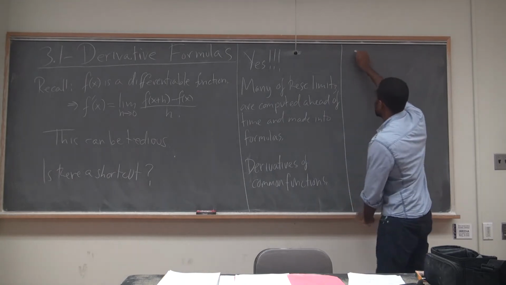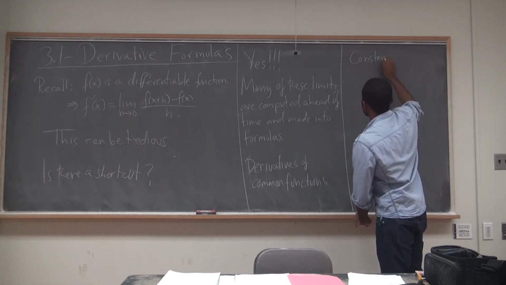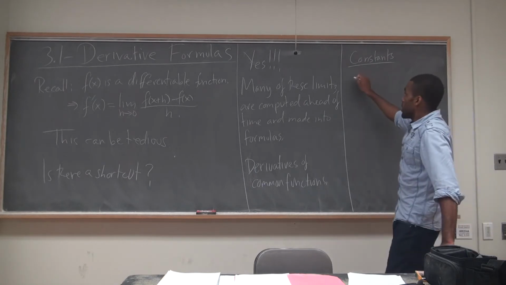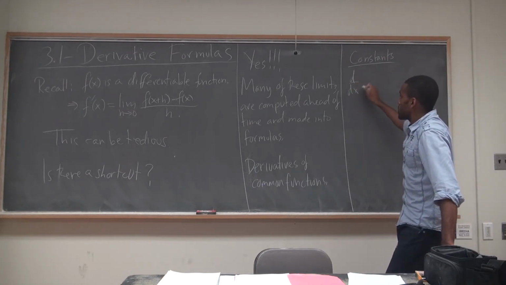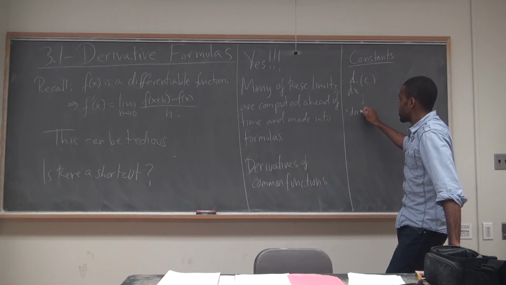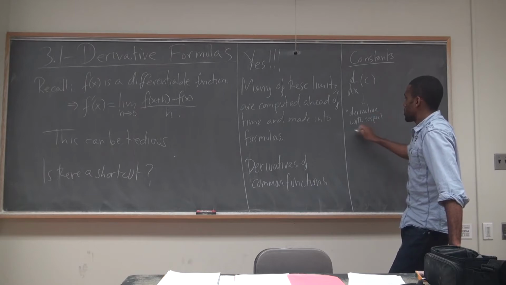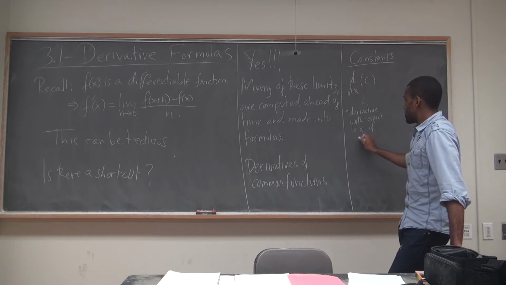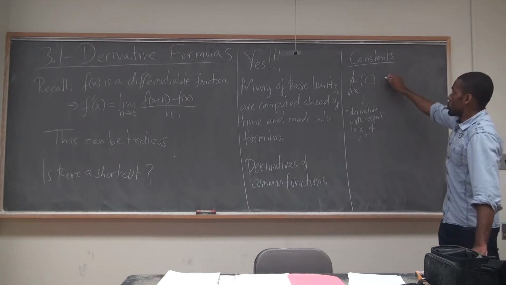This one we mentioned before, constants. Right? So if I wanted to find the derivative with respect to x of a constant c, and I'm not sure if I used that symbol before, that with respect to x just means I'm thinking of x as the independent variable. Okay? This we know was 0.